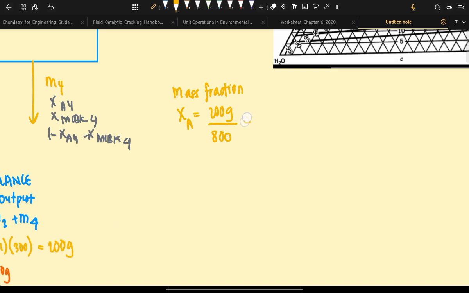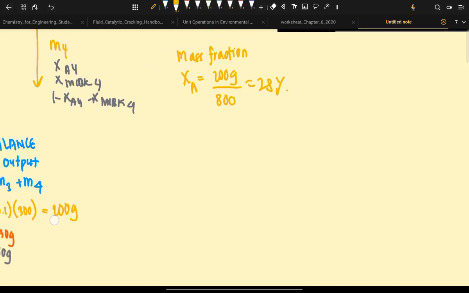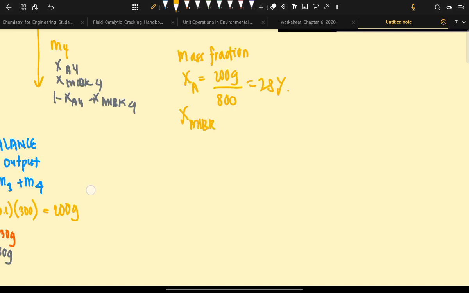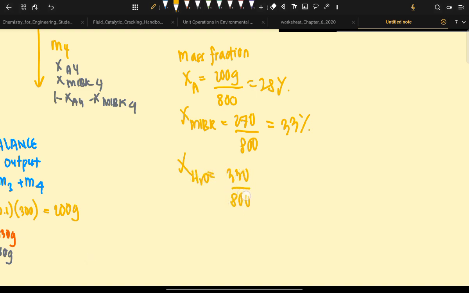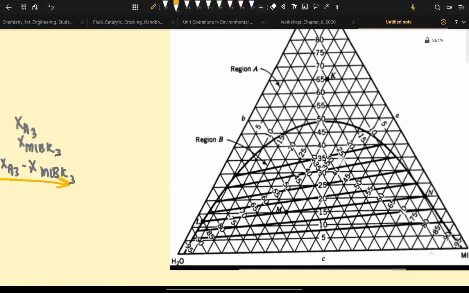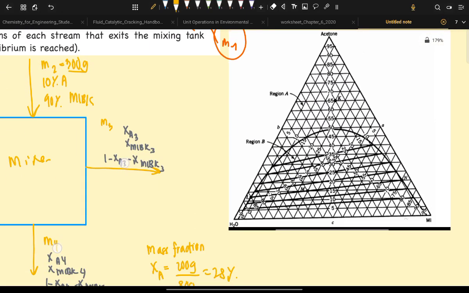So I got here is 25%. And x MIBK is 270 over 800, and I got something around 33%. And then x water is 330 over 800, and I got something like 41%. Okay, and this is my answer to use this fella here.